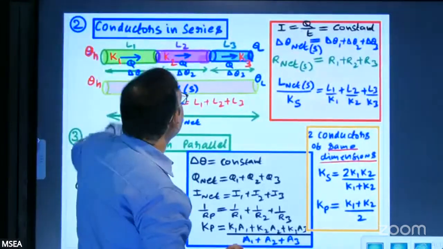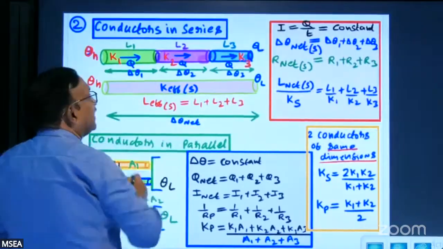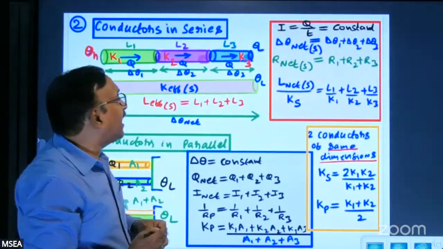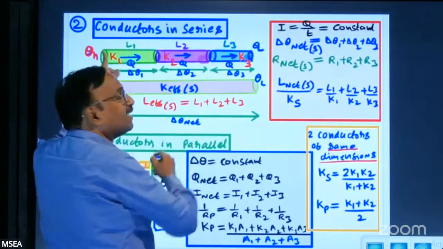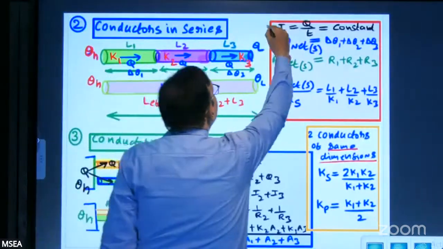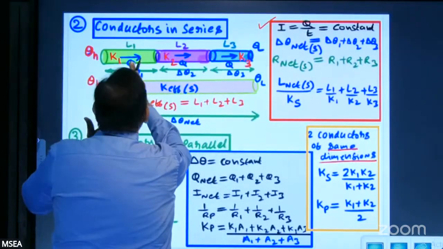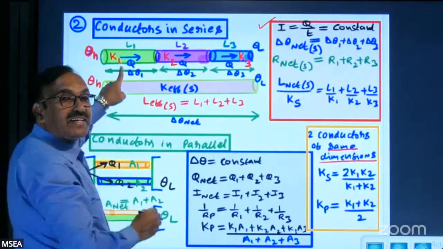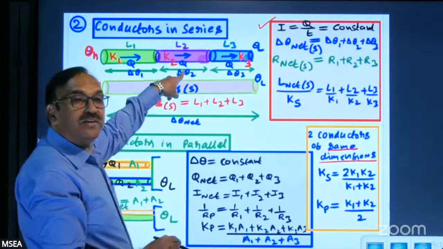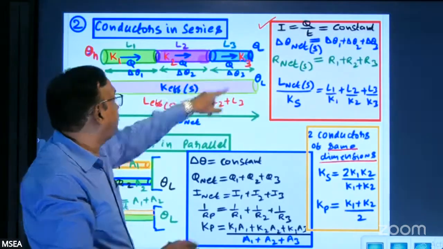So in the series combination, the quantity of heat energy as well as the heat current denoted by I will remain constant. The moment you hear the term series, in no time you have to write the point that the heat current I is constant, I is Q by T constant. Let the temperature difference across the first conductor be delta theta 1, that across the second be delta theta 2, and delta theta 3 is the temperature difference across the third.